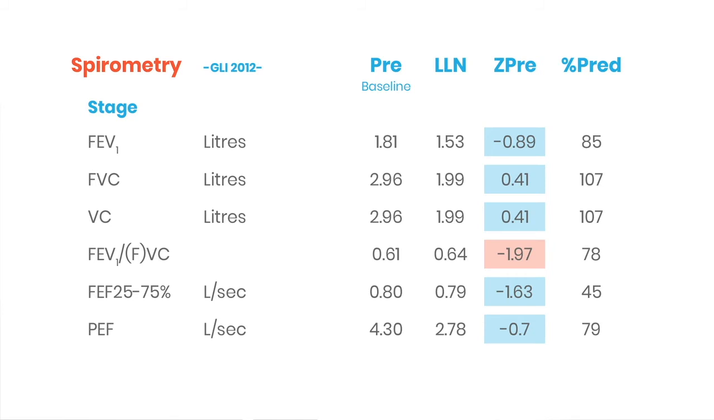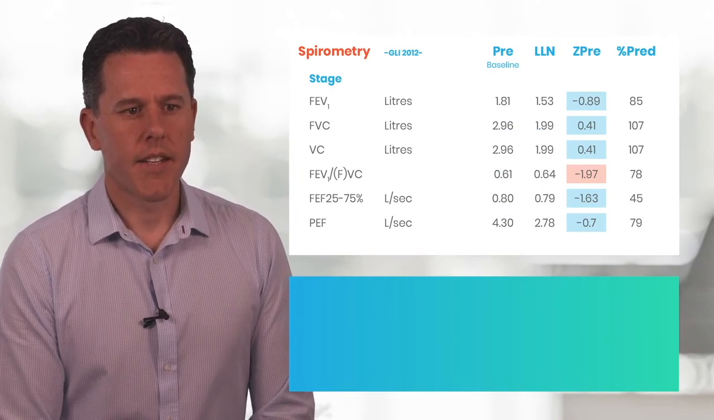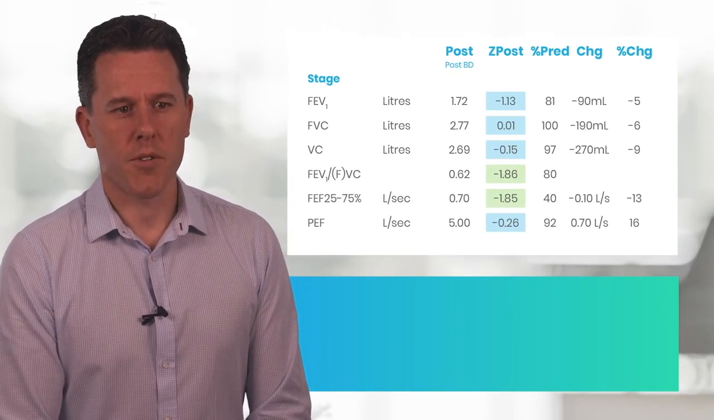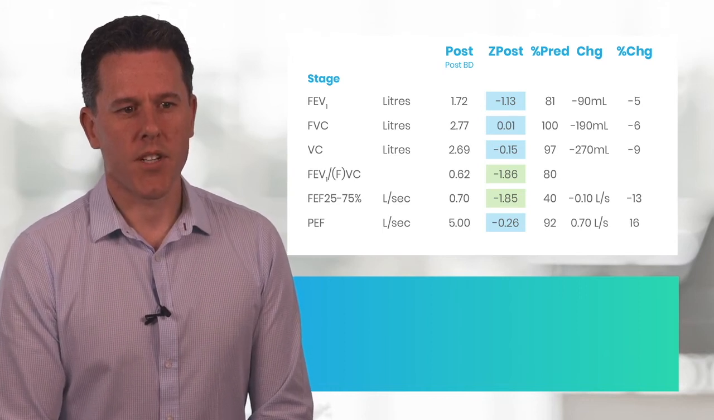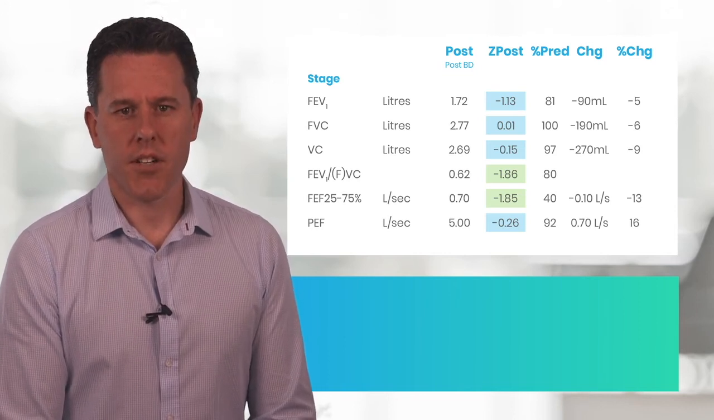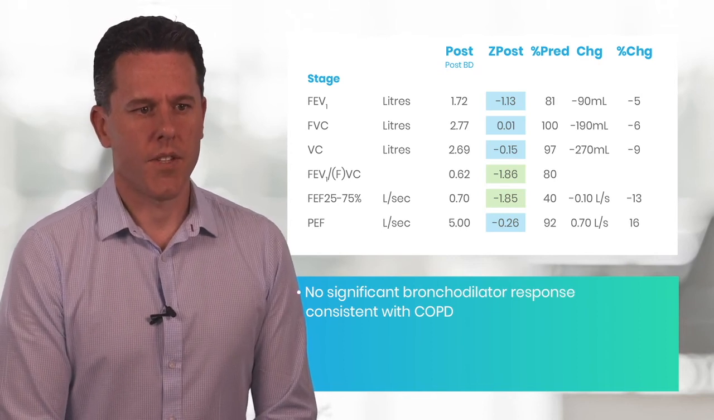So there's the importance of looking at the ratio first. And so even though the value of the FEV1 falls within the normal range, as a ratio to this patient's forced vital capacity, there is a reduction in that ratio, meaning there is airflow obstruction. So this patient has COPD. If we look at their bronchodilator response, interestingly, this patient's post-bronchodilator spirometry values have actually gone down.